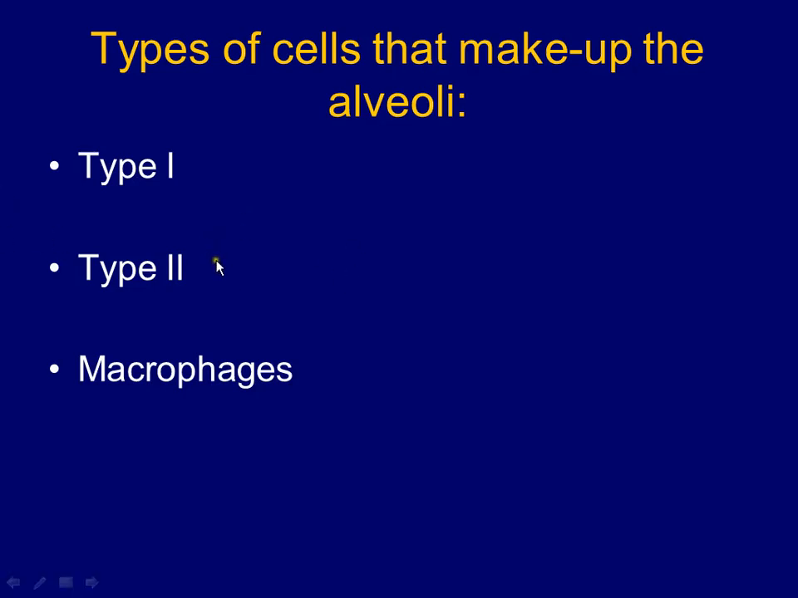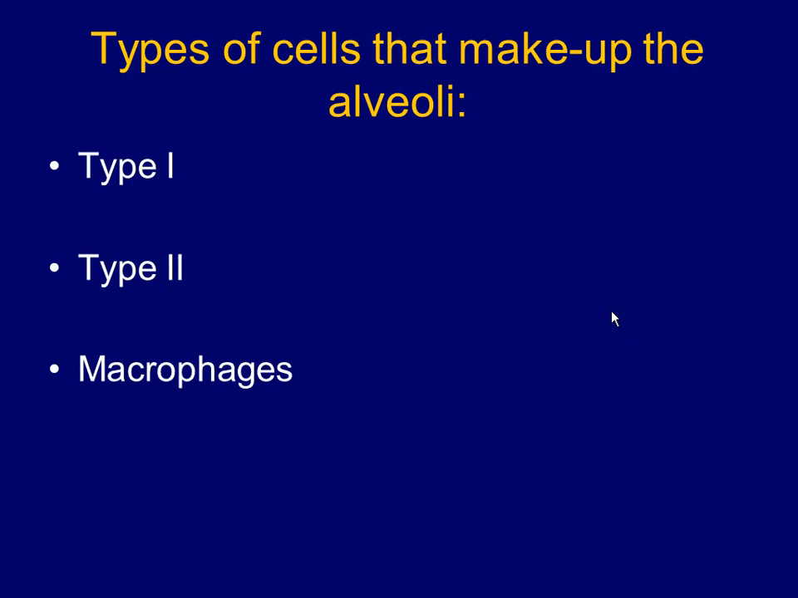Type 2 release something called surfactant. S-U-R-F-A-C-T-A-N-T. Surfactant. Surfactant reduces surface tension. That's all you really need to know right now. It just reduces surface tension. Surface tension wants to collapse your lungs. So surfactant keeps your lungs open. Surfactant doesn't get made until you're about 2 weeks before being born. And then your surfactant, these type 2 cells start getting active. And then as you're being born, they're stimulated by a chemical called cortisol to start producing.